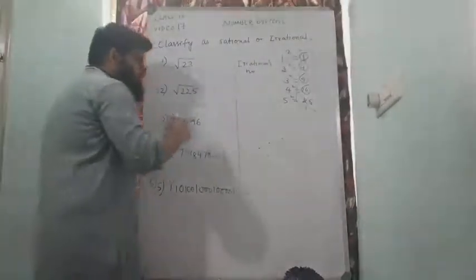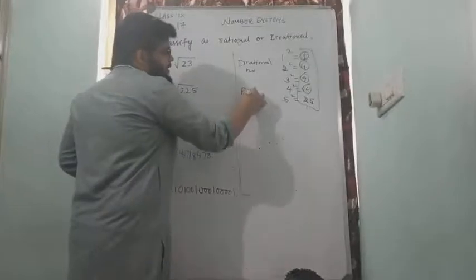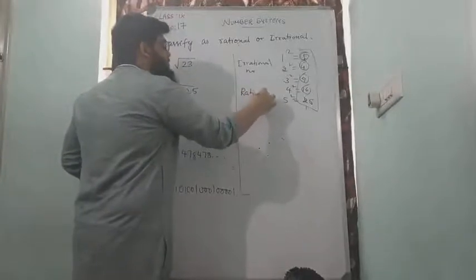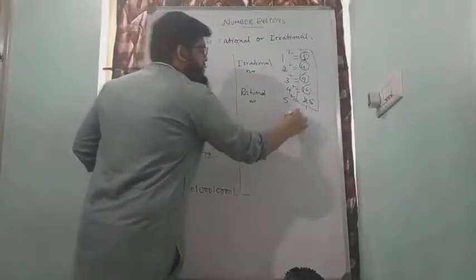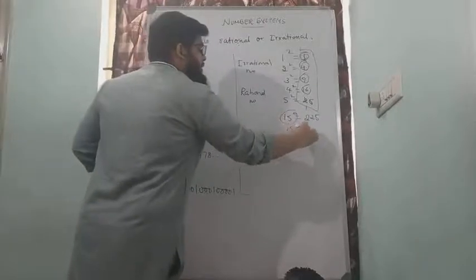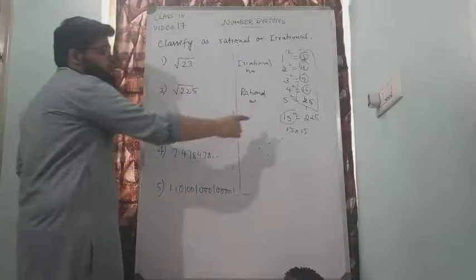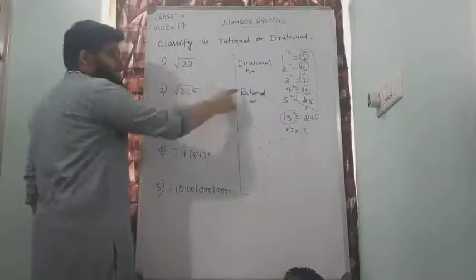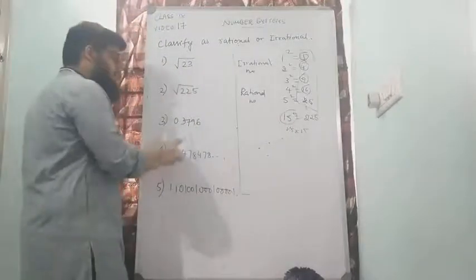225. 225 will be a rational number. Why will it be a rational number? Because if you check 15 square, you will get 225. That means 15 into 15 is 225 and 225 is a square number, that's why it will become a rational number.